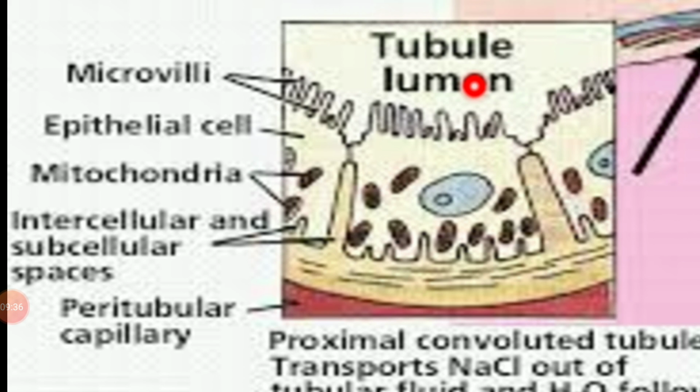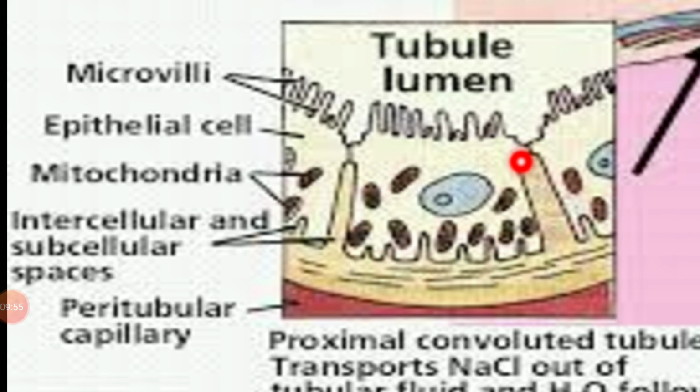And most of these electrolytes are being reabsorbed into our body by the proximal convoluted tubule only, and that reabsorption process is becoming easier because the total surface area in the apical side is larger.